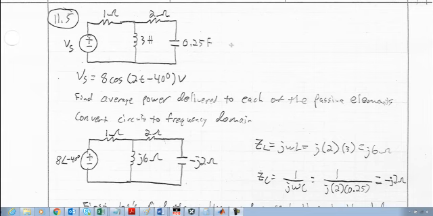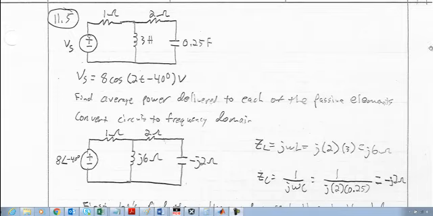So the first thing I would do if I were tasked with solving this is to convert my schematic into the frequency domain. So you can see here I've got a phasor to notate my 8 cosine 2t minus 40 degrees, just a magnitude of 8, and an angle phi of negative 40 degrees. I'm leaving my resistors as they are, and I'm converting my inductor and capacitor into impedances. As you see over here, the inductor is just j omega L. So omega being 2, L being 3, that works out to j6 ohms for the impedance of the inductor.